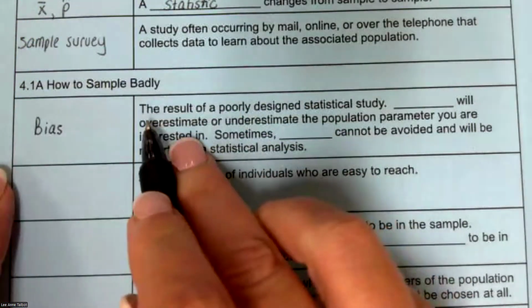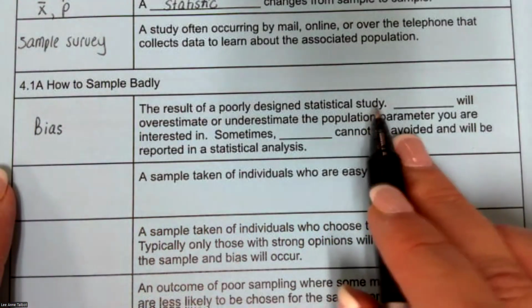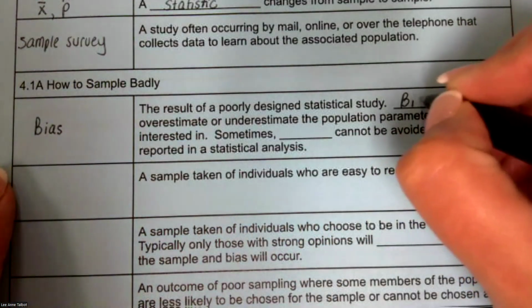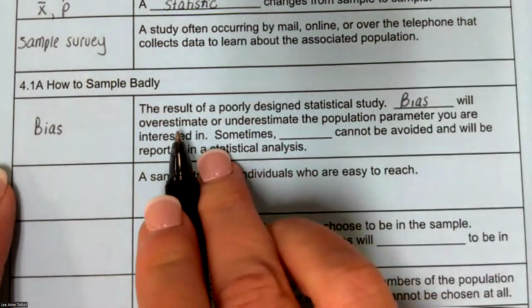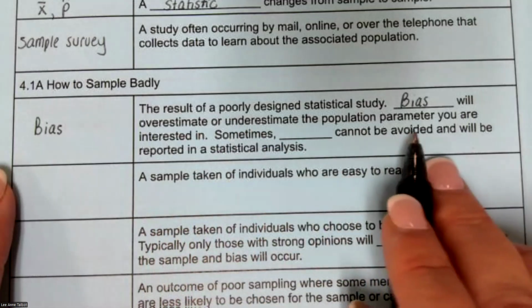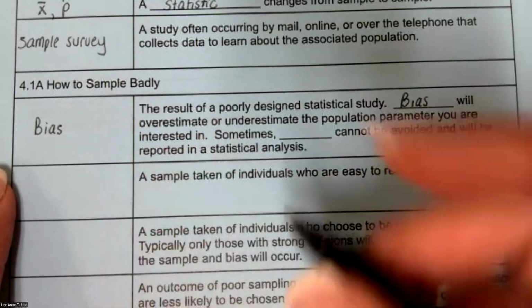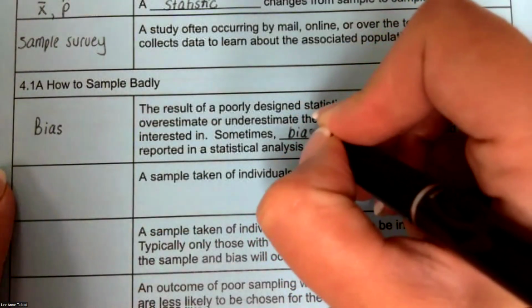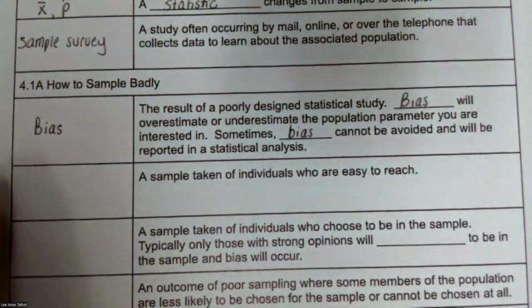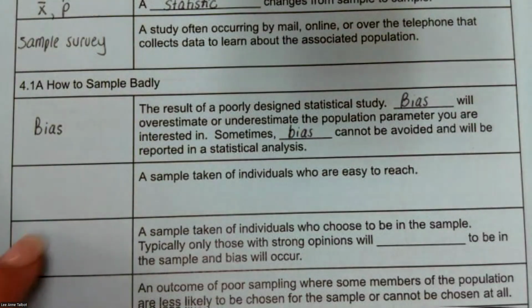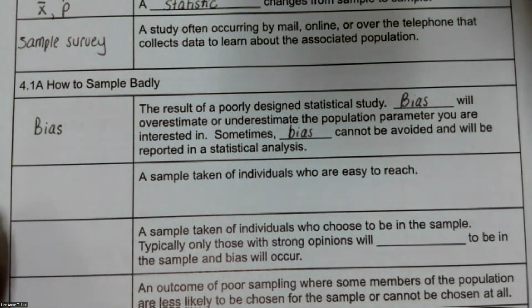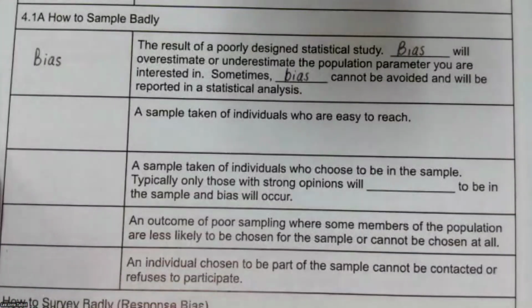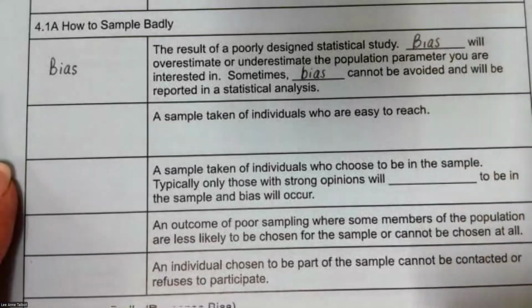Bias is the result of a poorly designed statistical study. Bias will overestimate or underestimate the population parameter you're interested in. Sometimes bias cannot be avoided and will be reported in a statistical analysis. Sometimes you just can't do anything about it.